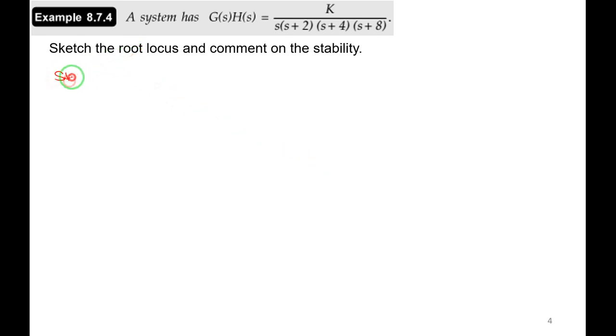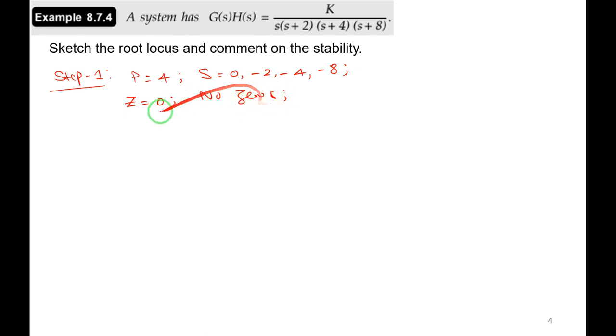Step 1. So how many poles are there? So 1, 2, 3, 4. Totally, the highest power of s is 4, right? So 4 poles are there. They are located at s equal to 0, minus 2, minus 4, minus 8. Then how many zeros are there? No zeros. So p is greater than z because p is 4, z is 0. So the number of branches of root locus is equal to p, that is, 4 branches are there.